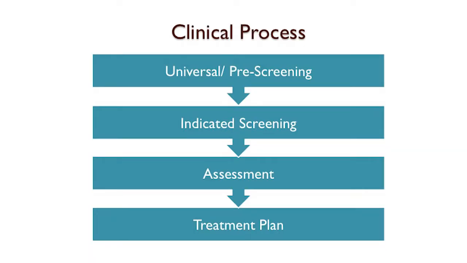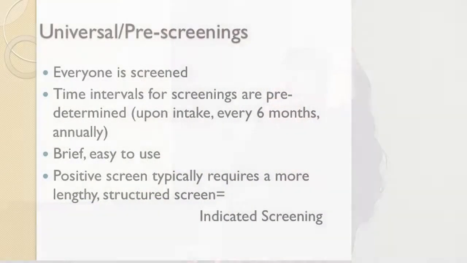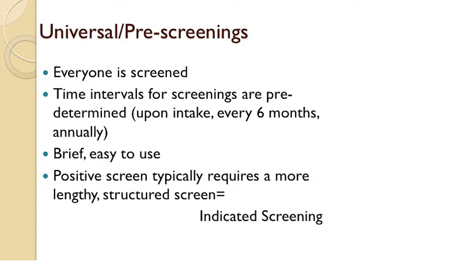Okay, so the clinical process: the universal or pre-screening, then the indicated screening, the assessment, and then the treatment plan. This is kind of the basic clinical flow. So everyone is screened with a universal screen. Time intervals for screenings are predetermined. So typically it could be upon intake, every 6 months, or annually.